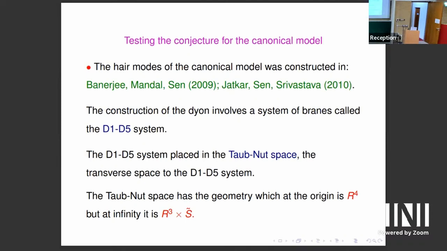So it involves looking at the dyon as a system of branes, and the fact that the dyon is placed in a Taub-NUT space, and that's how we go to four dimensions. And the Taub-NUT space is such that the geometry at the origin is like R4, but at infinity, it's like R3 cross S1. So all these go in, as I show you. At least it indicates it's important, actually.